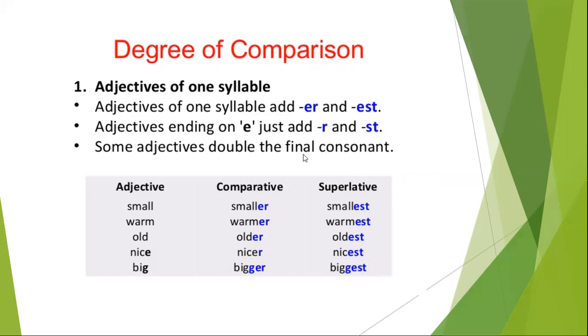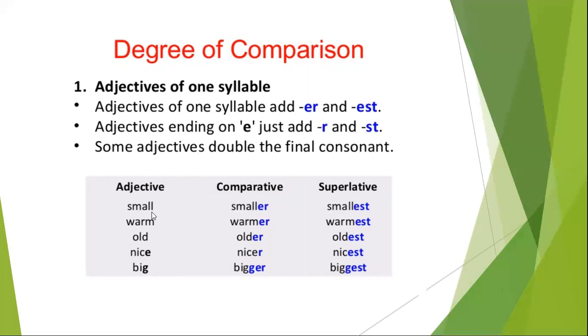Some adjectives double the final consonant. You can see this example. So listen, the adjectives have one syllable. We should add er in comparative and est in superlative. So for the adjective ending in e, you should add just r in comparative and st in superlative. Some adjectives double the final consonant. You can see the example here.